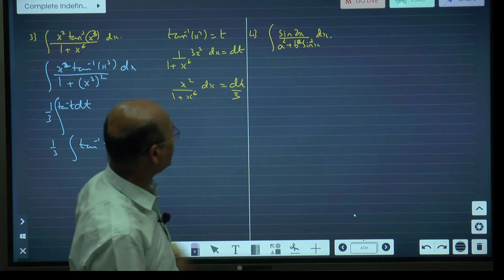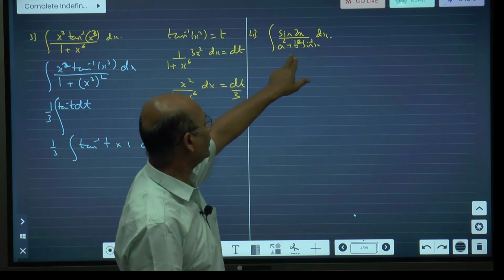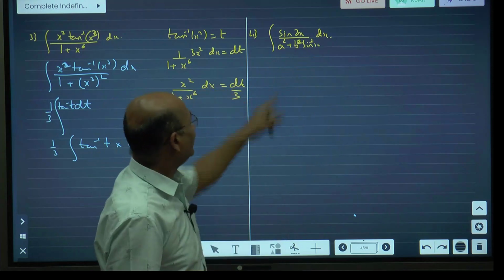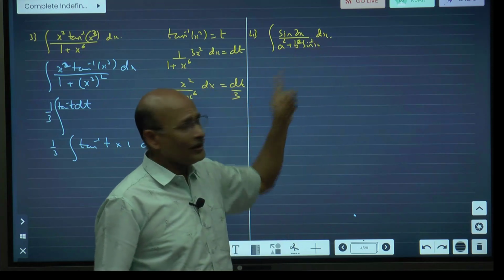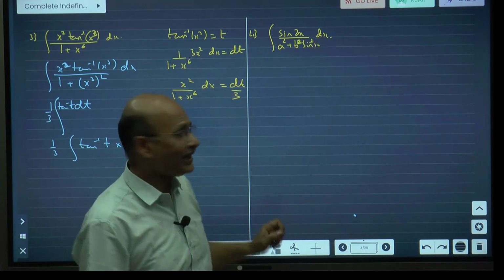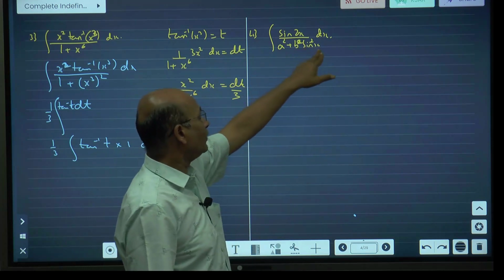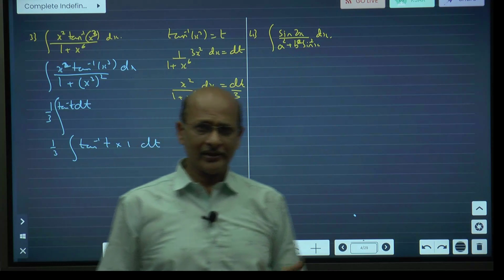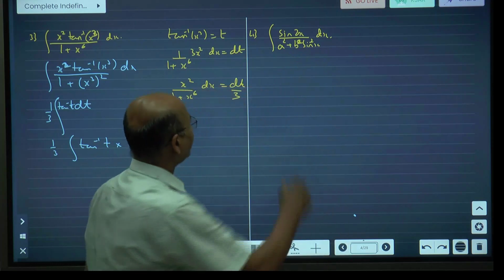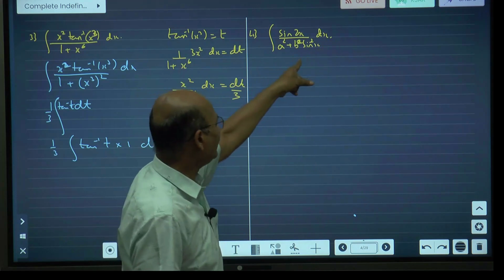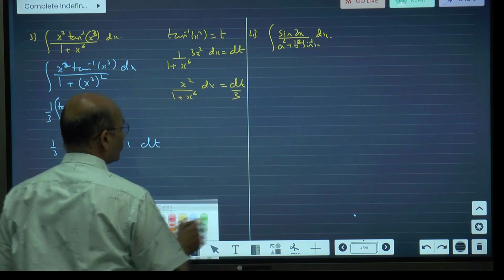Now if I look at this particular sum, sin 2x upon a square plus b square sin square x, it looks very complicated, but I know the sin squared x derivative. What is the sin square x derivative? Remember, in this case a and b are numbers, so don't confuse. So sin square x, what is the derivative of sin square x? 2 sin x cos x. So 2 sin x cos x is sin 2x, so it gets adjusted. So I believe there is a case of substitution here.